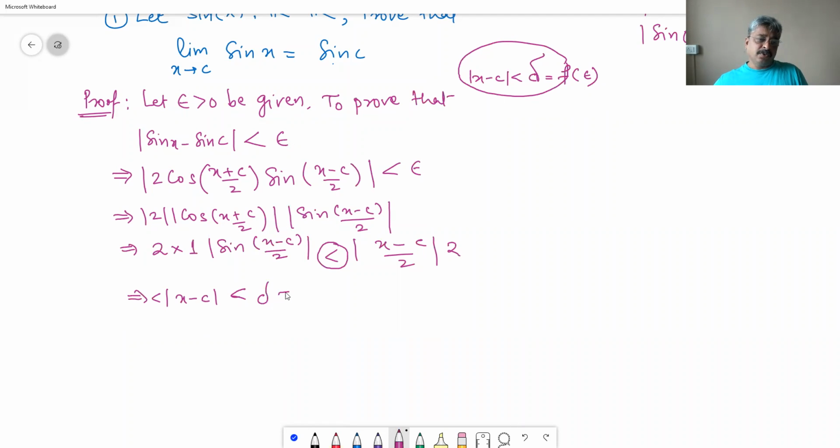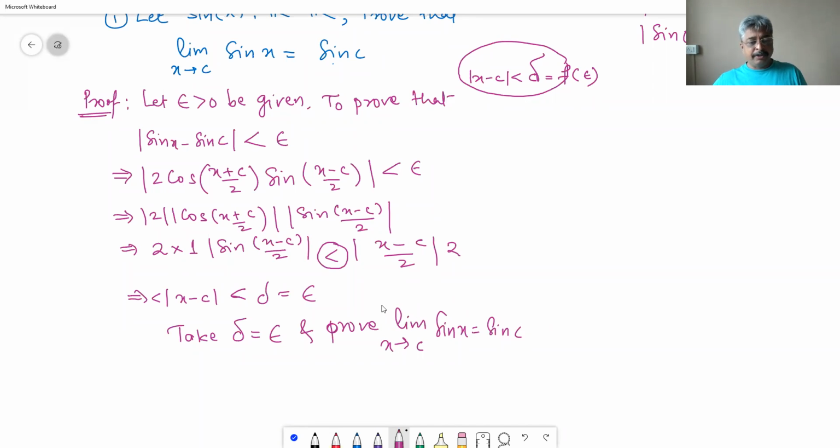So take delta is equal to epsilon and prove limit x tends to c sin x is equal to sin c. We will be able to do it without any problem.